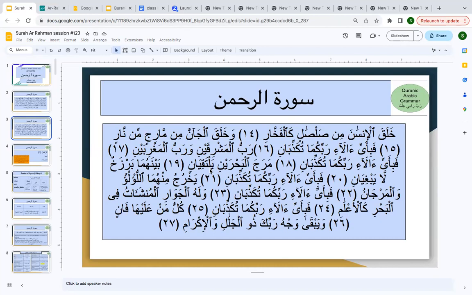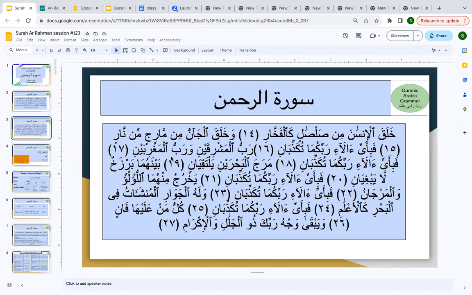Okay. Then comes your next sentence, verse number 20, which is bainahuma barzakhun, la yabghiyani. Is this verse made up of one sentence or are there two sentences there? What do you think? There are two sentences there. Okay, Sister Aisha, are you saying one? Okay, you are saying yes. Perfect. So let's do the first sentence.